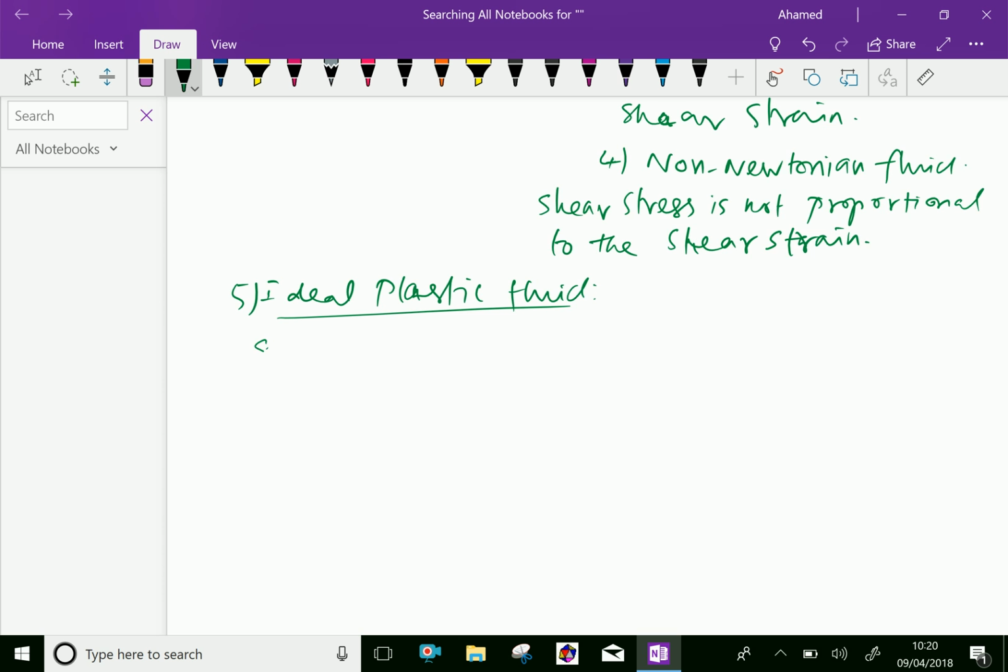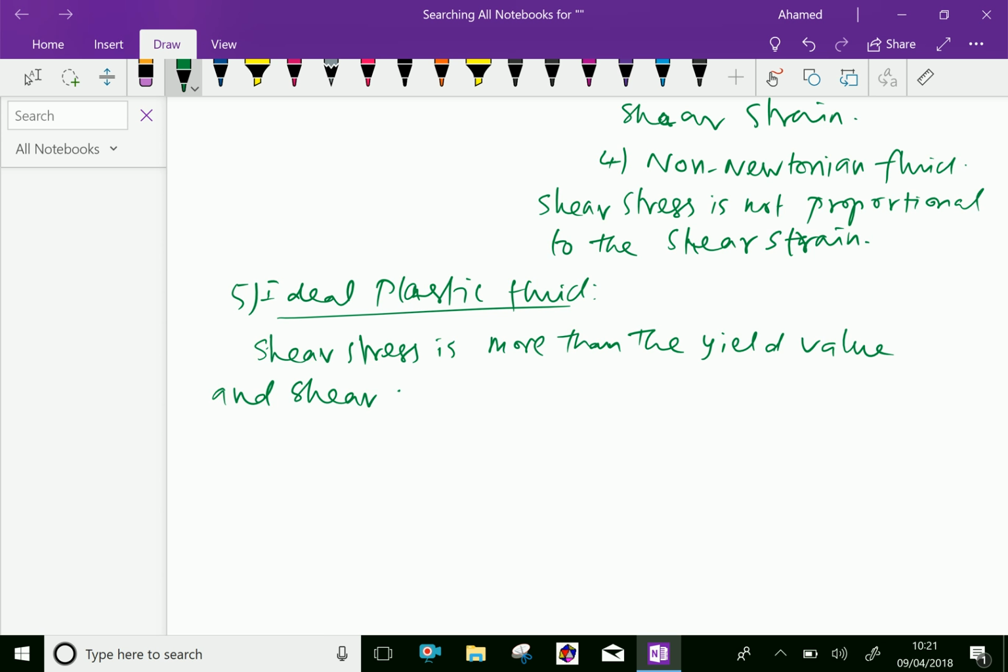Means shear stress is more than the yield value, and also shear stress is proportional to the rate of shear strain.